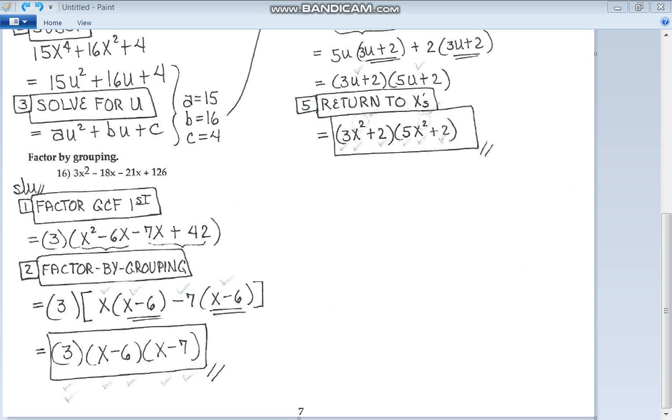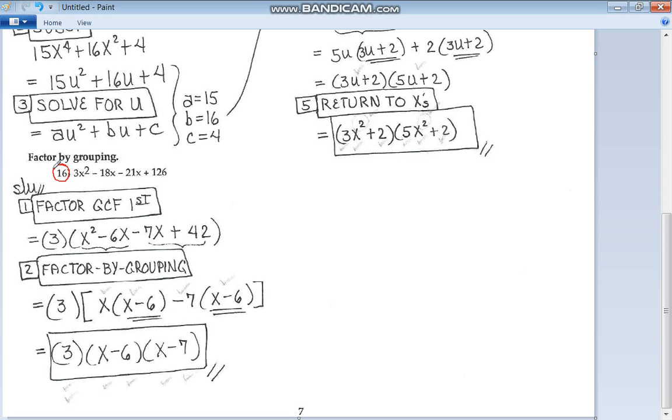Hi, Math 131. We are continuing exam 2. We're down to number 16, where it says factor by grouping. 3x squared minus 18x minus 21x plus 126. There are 4 terms there. Count them. And we usually try factor by grouping.